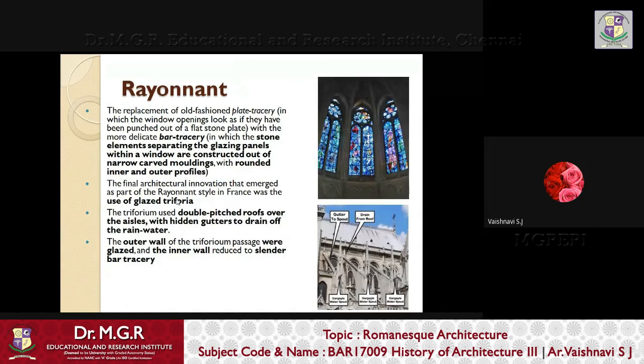So in this, they had bar tracery, stone elements separating the glass panels, with the windows constructed out of narrow carved moldings with rounded inner and outer profiles. The elements are separated by glazing panels, and then they create a narrow carved molding to create an inner and outer profile, the rounded inner and outer profile.